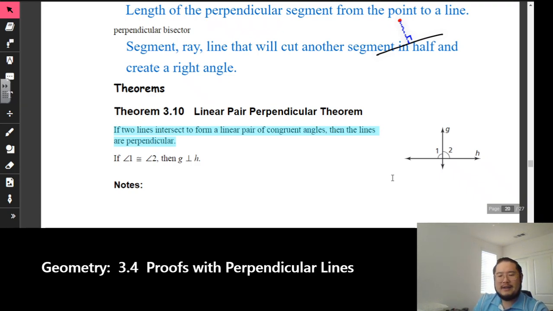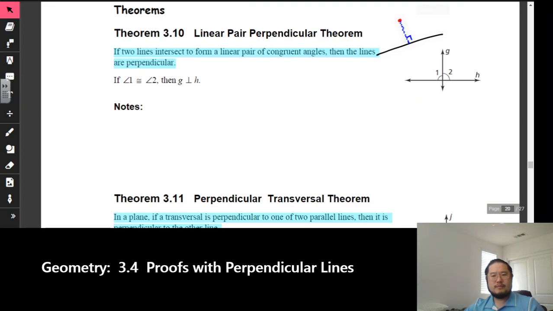Or they're both 90 degrees. Otherwise, we can't get ourselves a straight line, right? So these two angles 1 and 2, if they are congruent, they can only be one thing, and they're 90 degrees. And that tells us that lines G and H are perpendicular to one another. And don't forget, this upside down T is your perpendicular symbol.